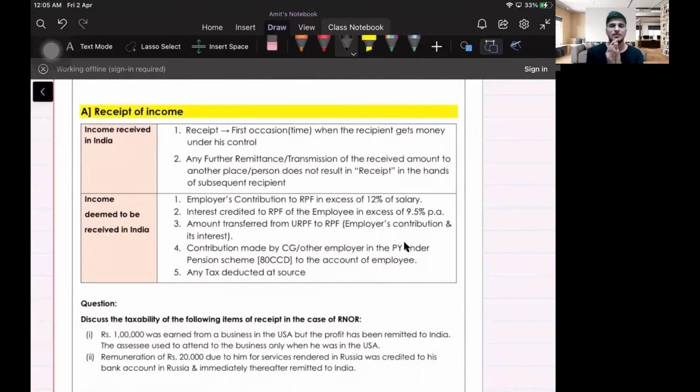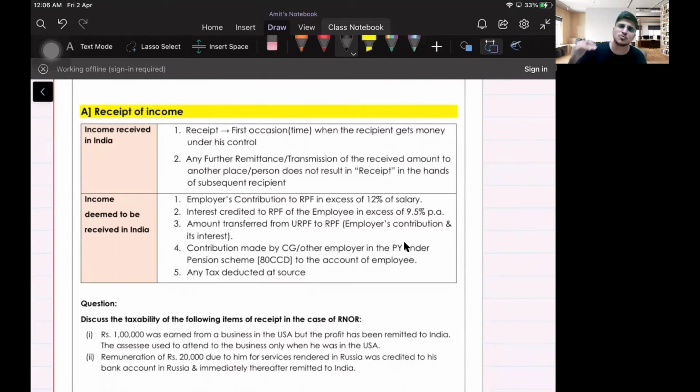What is the meaning of receipt? Actually, I am receiving the income. That is income received in India. Income received in India, what does it mean? Received on the first occasion. If income is received on the first occasion, then only it will be considered as received in India. See the first point, receipt. The first occasion, the first time when the recipient gets money under his control.